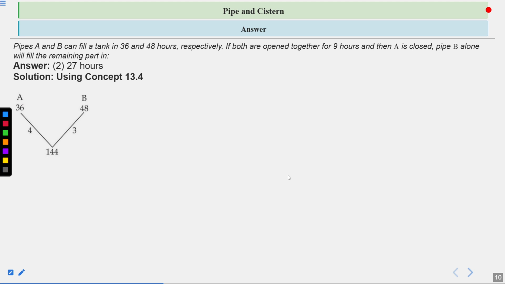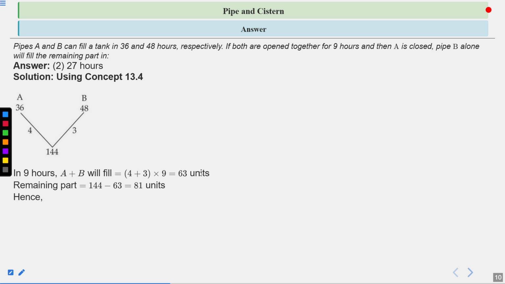Now they work together for 9 hours. So the combined efficiency is 4 plus 3, which becomes 7, and 7 into 9 is 63. So we subtract 63 from 144, and divide that part by the efficiency of B, which is 3, to get the time. So in 9 hours, A and B fill 4 plus 3, 7 into 9, which is 63 units. So the remaining part is 144 minus 63, which equals 81 units.